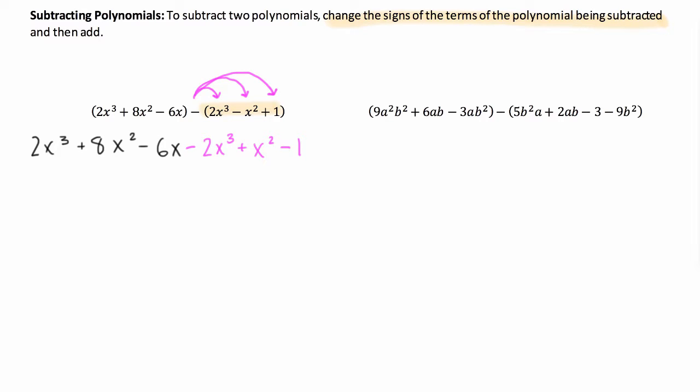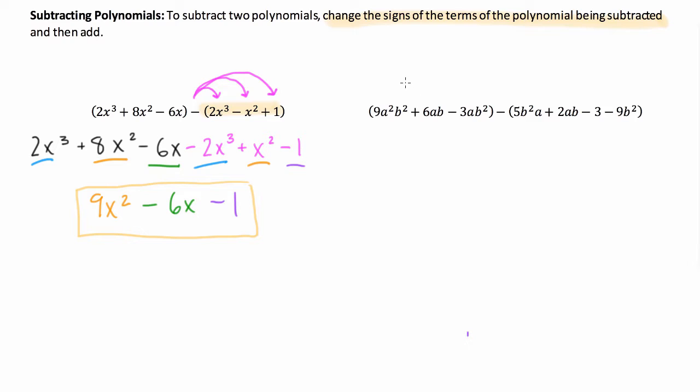Now after you get that distributed, it's the same. I'm just going to go through 2x cubed minus 2x cubed. I end up with 0x cubed. 8x squared plus x squared, I have 9x squared. Then I have minus 6x. That's my only x term, so I'm just going to write minus 6x. And then I only have one constant, and that's 1. So minus 1, and that 1 is being subtracted. So that's my final answer there.